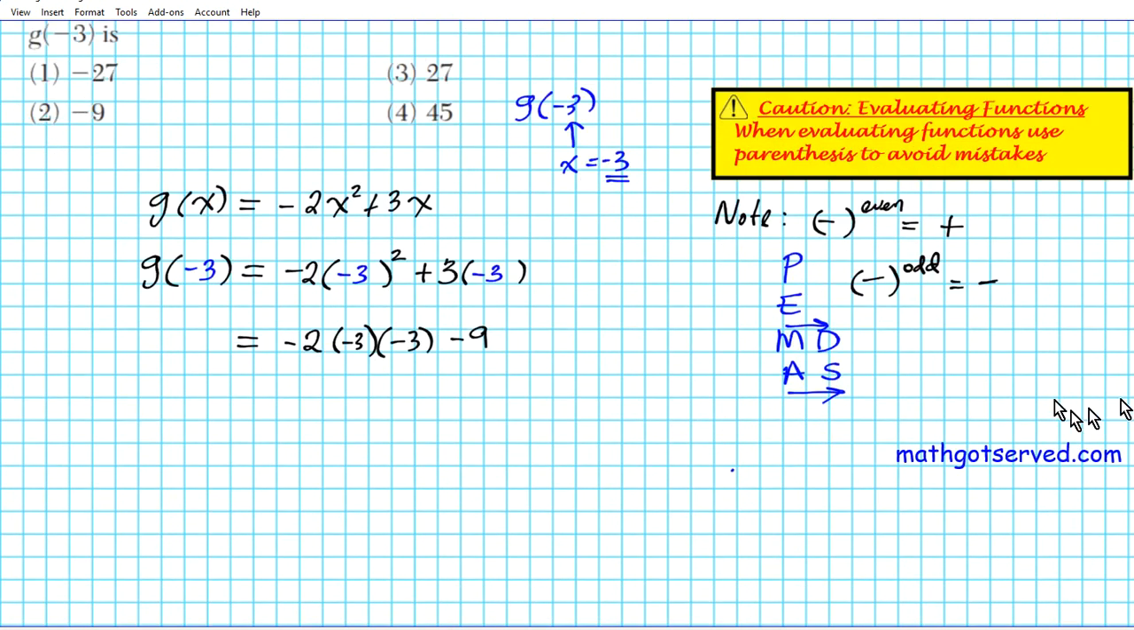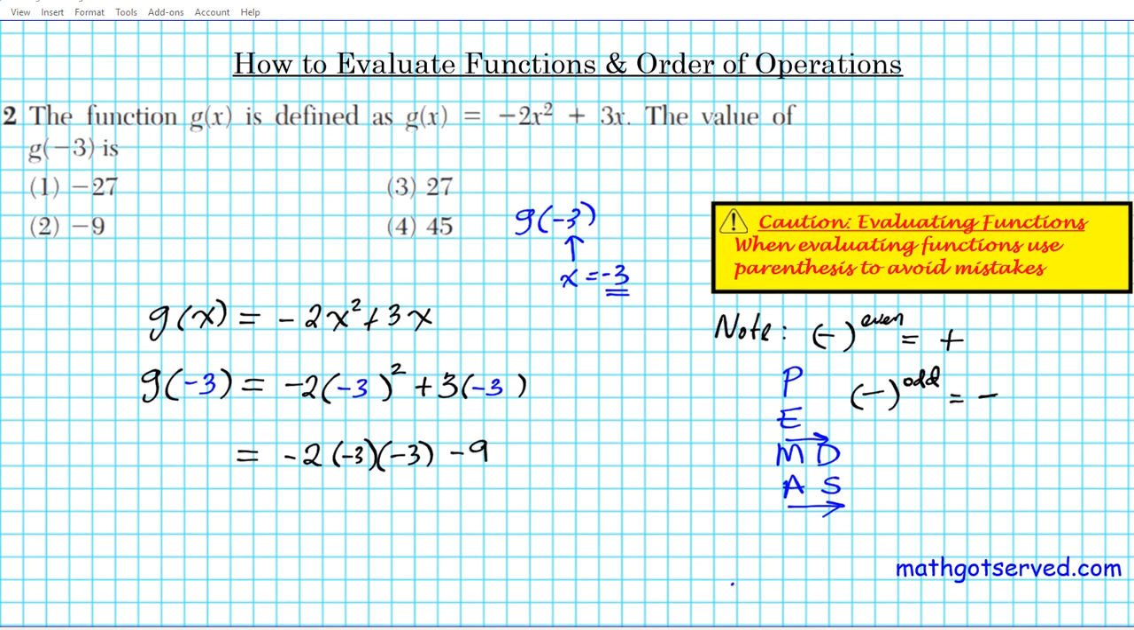And then, let's see, this becomes negative 2. Now let's multiply these two together, this minus and this minus. Minus 3 times minus 3 is going to be positive 9. So you can see clearly that negative 3 raised to the second power resulted in a positive result. Okay? And then we'll bring down this minus 9.